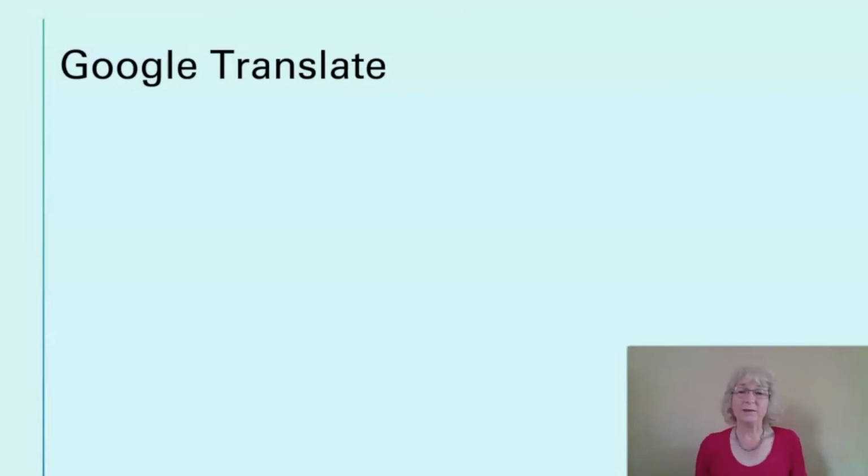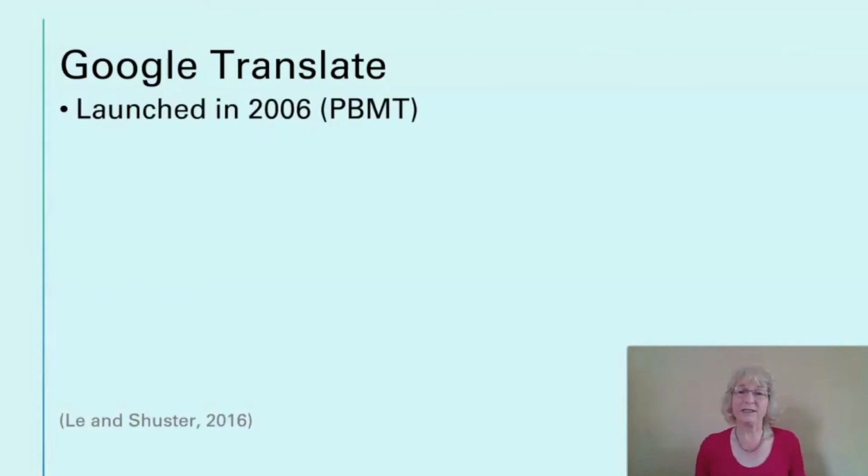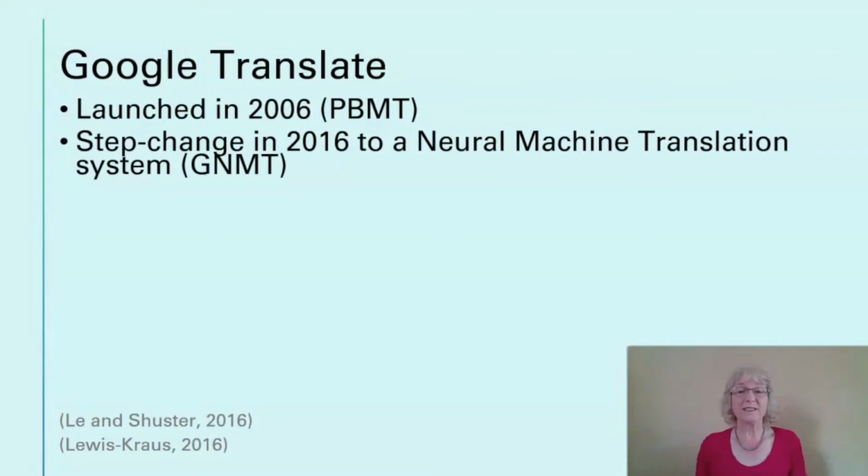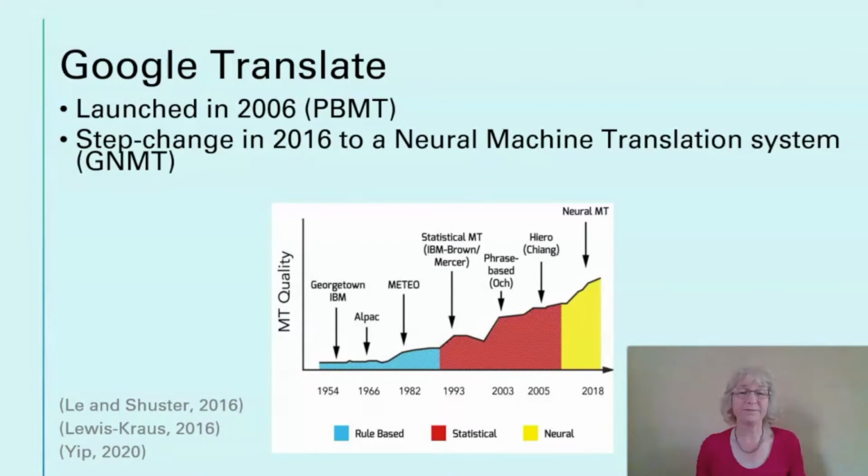Google Translate was launched in 2006, using a statistical, phrase-based machine translation system. This was replaced in 2016 by Google's Neural Machine Translation System, which offered a step change in the accuracy and scope of the translations provided. Google Translate is now used by more than 500 million monthly users, searching for 140 billion words per day. This graph shows how the quality of translations has increased through rule-based and statistical systems and is now continuing to rise with the neural translation system.